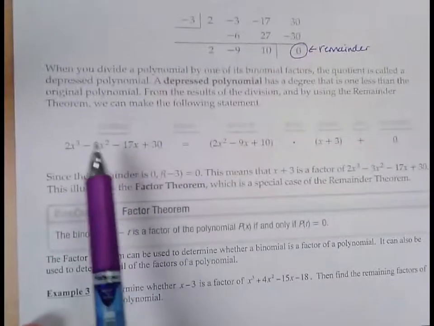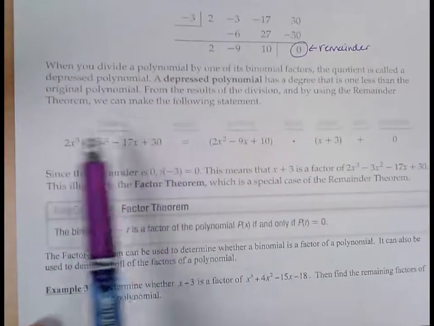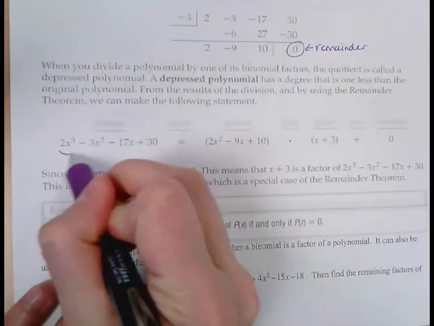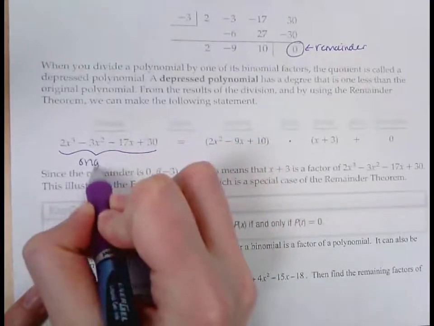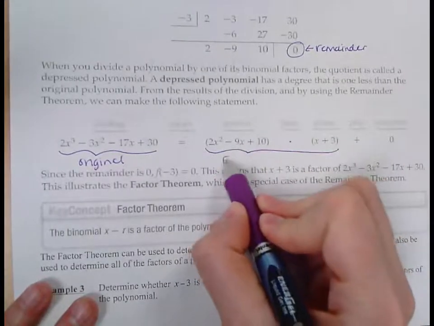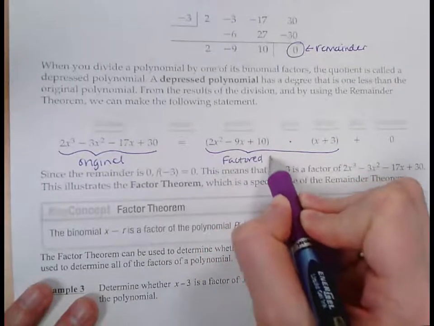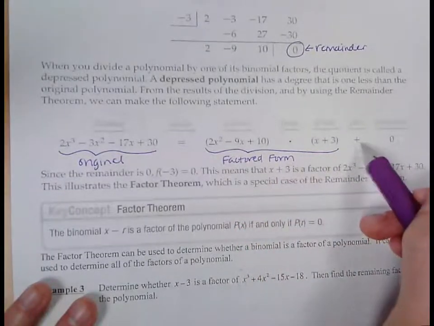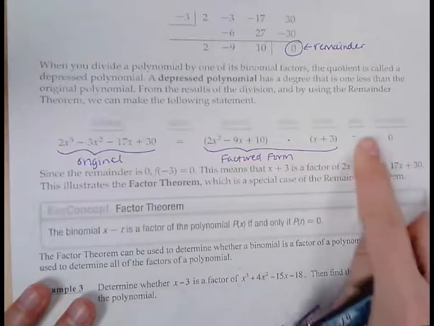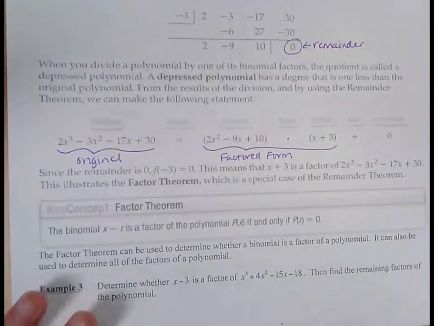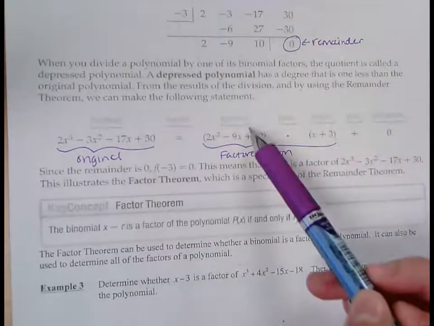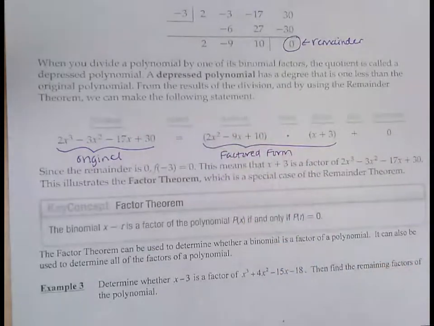And it says, from the results of the division and by using the remainder theorem, we make the following statement. So it shows here, now it's taking the original polynomial and writing it in factored form. So this is the original, and then this would be considered the factored form. Plus, and this is the factored form plus the remainder is just 0. So that's not even needed to add on to it. Okay, so the two factors are the x plus 3 that it was divided by, and then the 2x squared minus 9x plus 10 that was the quotient.